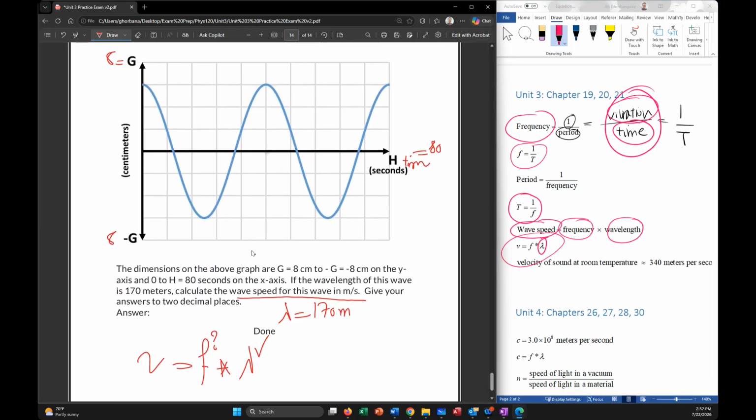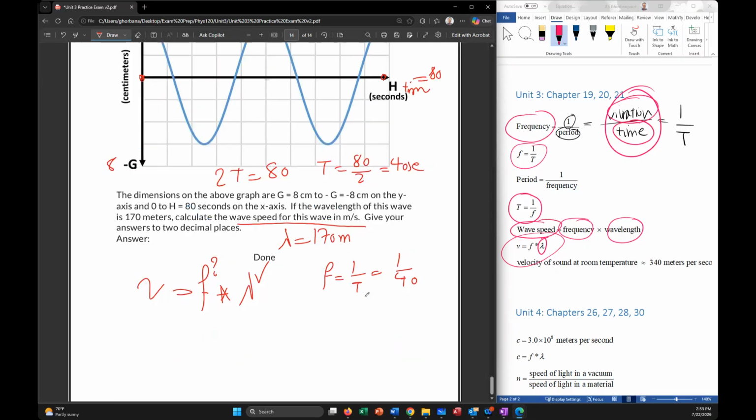Okay, so from here to here is one complete vibration. This is 1T. From here to here is another complete vibration, another T. Again, this graph represents two periods, 1T plus another T is 2T. How many seconds from here to here? It is 80 seconds. So T is going to be 80 divided by 2, which will be 40 seconds. Okay, but I need frequency. Frequency is 1 over T, 1 over 40. So now I have frequency.